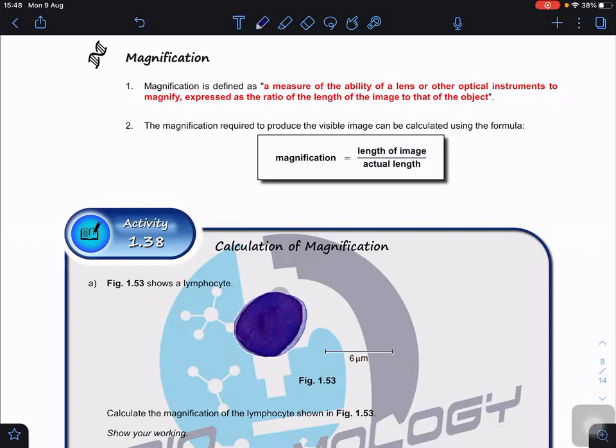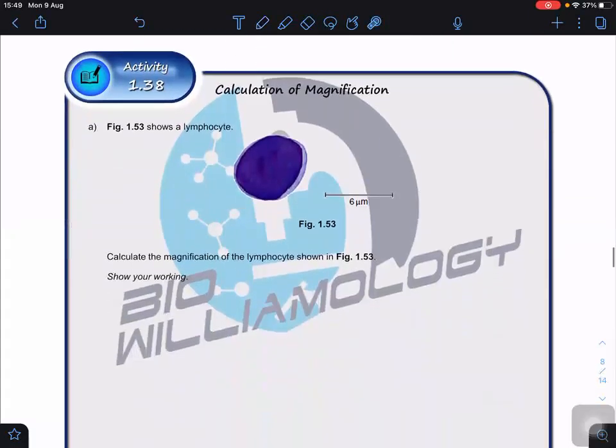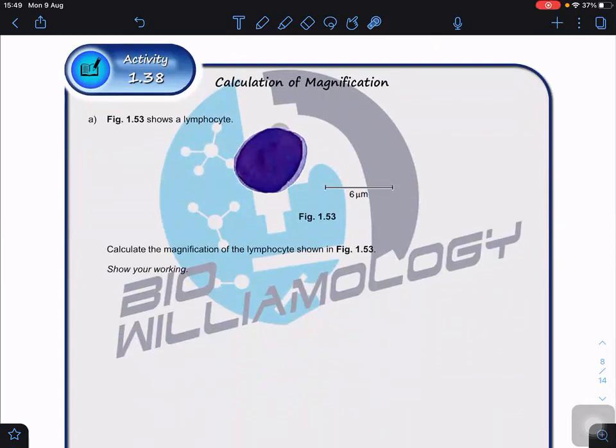So you need to know the formula. Magnification is the length of the image divided by the actual length. We have a few different kinds of questions, but generally we can have this. Always remember in our biology, particularly paper 2, paper 3, paper 4, you need to show your working. So you have to be careful. The final answer won't grant you the marks unless you show the working.